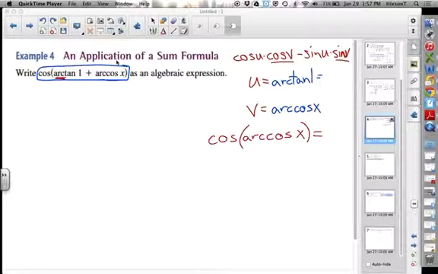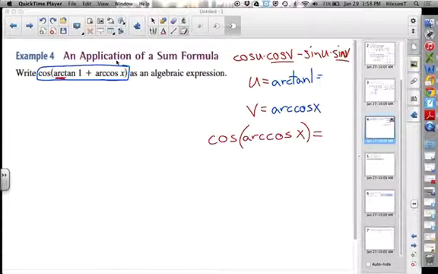You'll notice our two angles, and these are angles because I have arc functions here. Arc functions return an angle when we use them. So here's cosine of u plus v. Cosine of u plus v is the cosine of u times the cosine of v minus the sine of u times the sine of v. So the first thing we need to identify here is what u and v actually are.